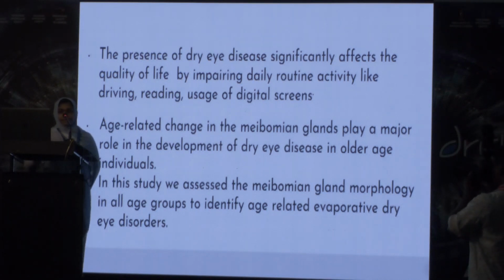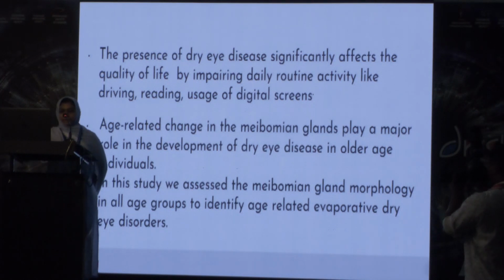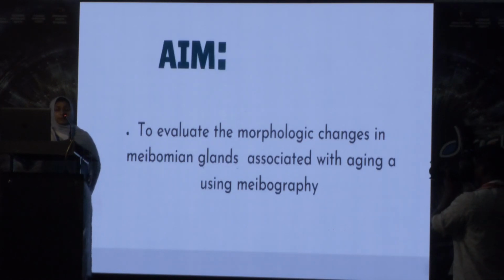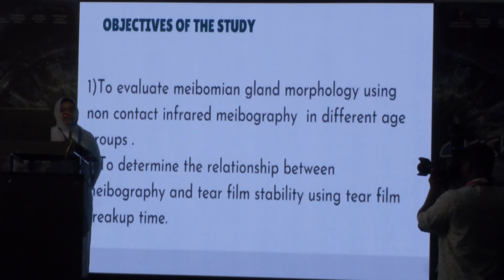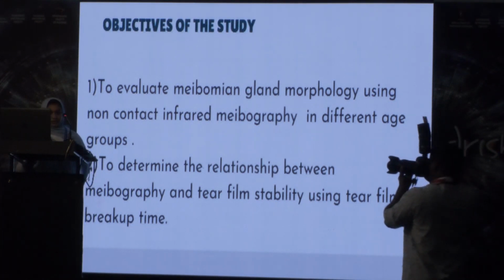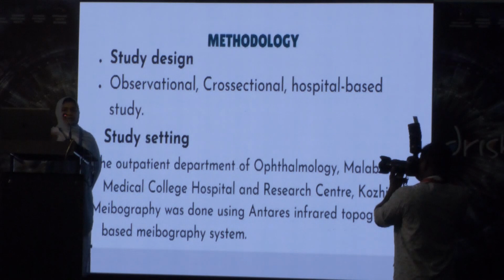In this study, we assess the meibomian gland morphology in all ages. Different age-related evaporative eye disorders were also compared. Now, the aim of my study was to evaluate the morphological changes in meibomian glands associated with aging, and the objective was to evaluate the meibomian gland morphology by non-contact infrared meibography in different age groups, and to find a relationship between meibography and tear film stability and tear film breakup time.